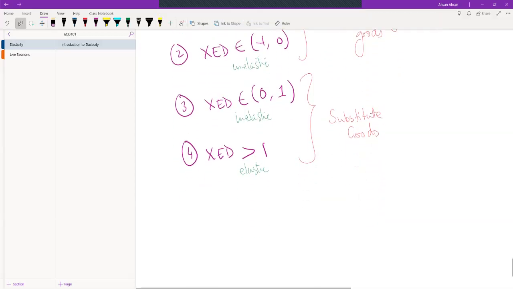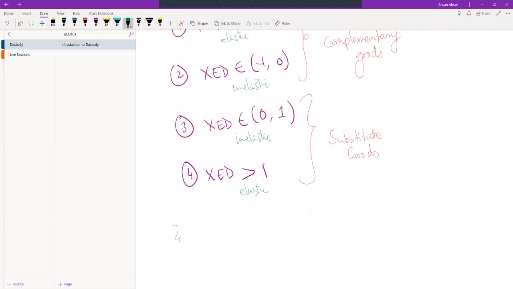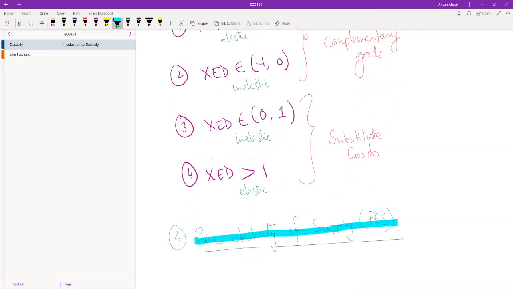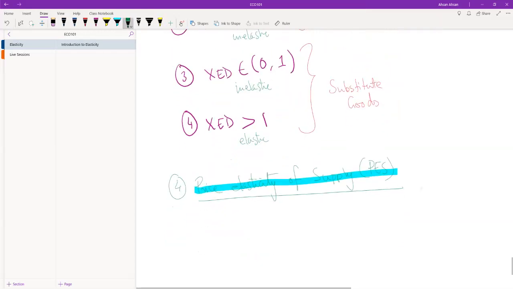And the final type of elasticity we are going to talk about today, number 4, is the price elasticity of supply, or this is also known as the PES. Okay, so just highlight this. So let's move on to the formula.